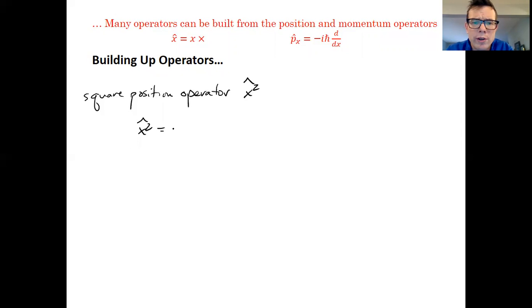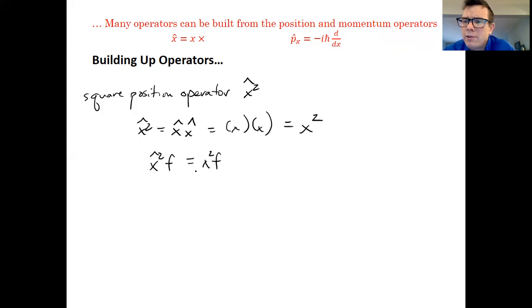In order to get that, what you would do would be to apply the position operator twice, x hat, x hat. If I do that, I get xx, which is simply x squared. If I operate on my function f with the x squared operator, the position squared operator, you simply multiply f by x squared. Let's say I wanted the square momentum operator.